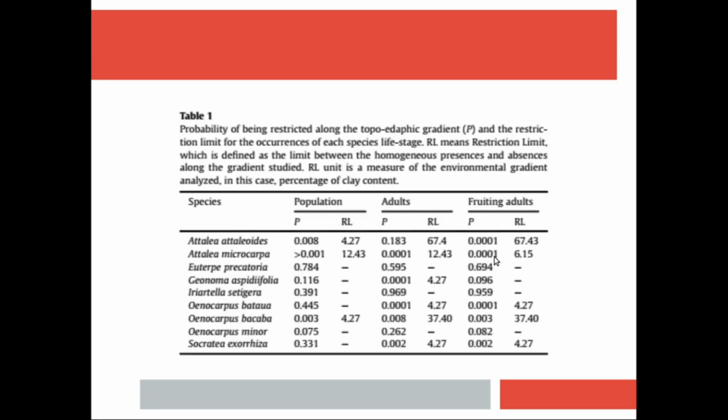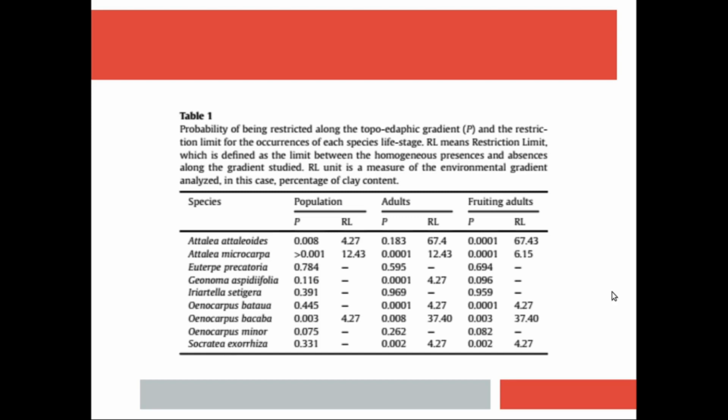So for the first results, we see this table. I used a regression tree to model the presence and absence of the 9 species. Here are the 9 species. The 2 Attaleas that you saw in the last video. Euterpe is açaí. Geonoma is a species from the understory. Iriartella, also the understory, and we have Bacaba and Patawa, and another species of the same genus, and Socratea, a very rare species of palm in that area.